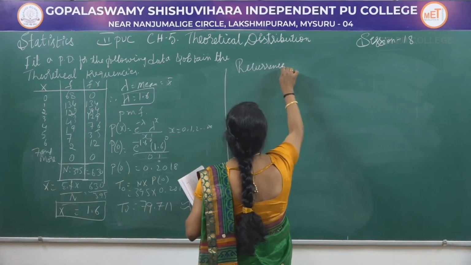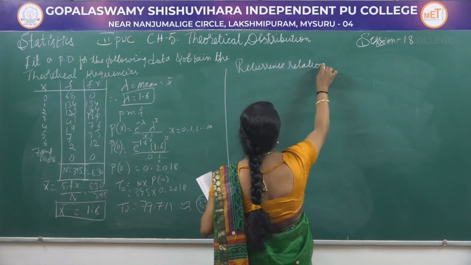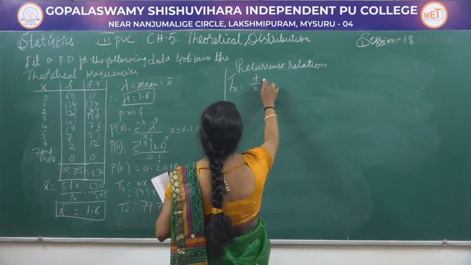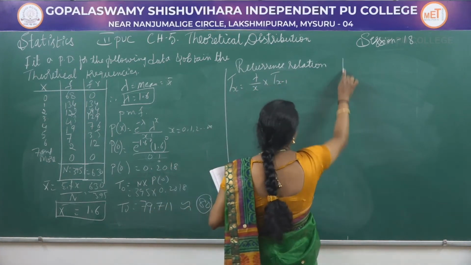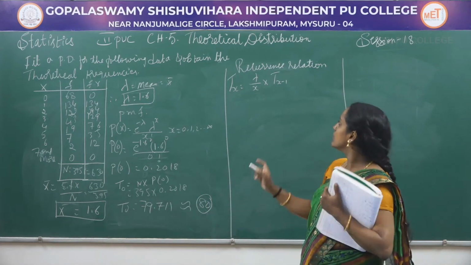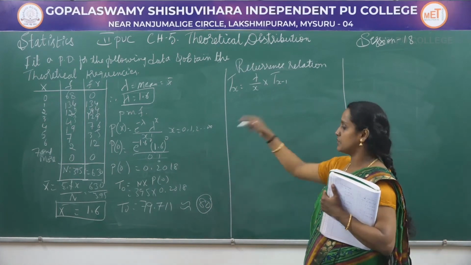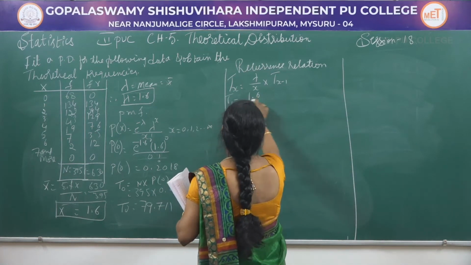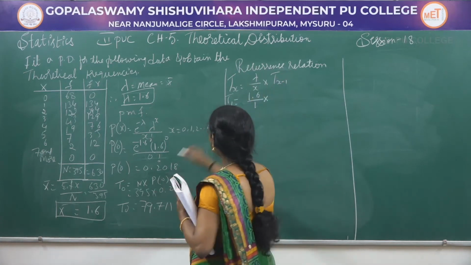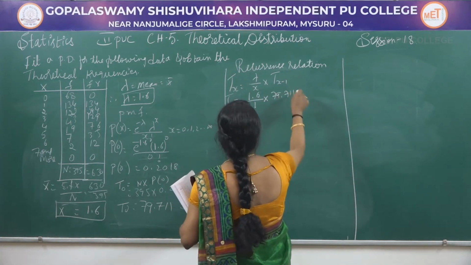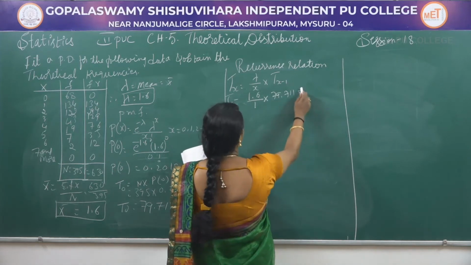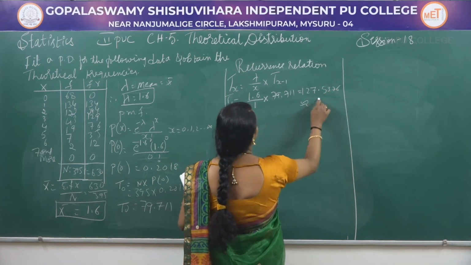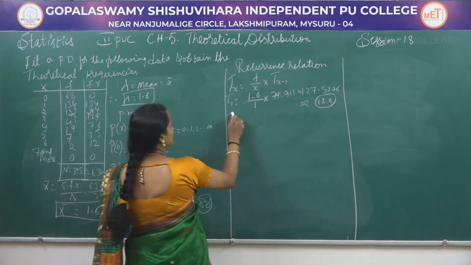Recurrence relation. In the recurrence relation, T of x is equal to lambda by x into T of x minus 1. This is the recurrence relation. See, here T of x minus 1 is nothing but the previous frequency. Let us find T1: lambda is 1.6 by 1 into the previous one, that is 79.711, and this is equal to 127.5376, approximately 128.